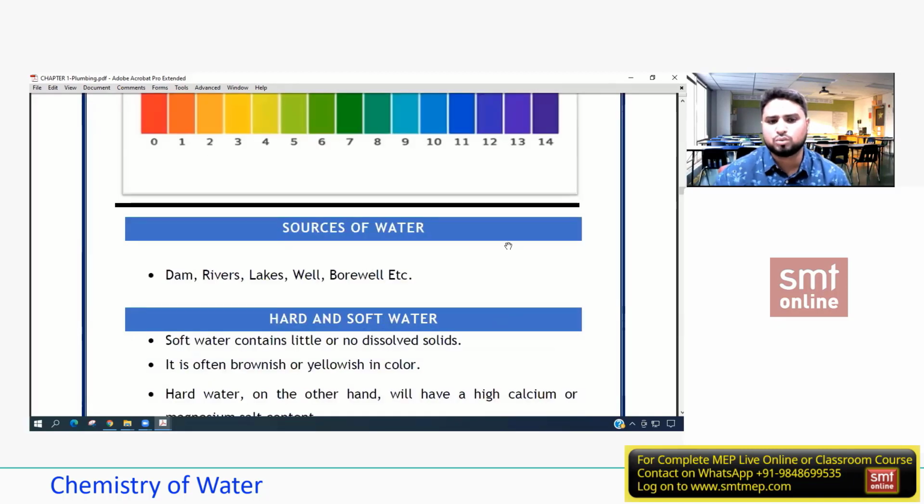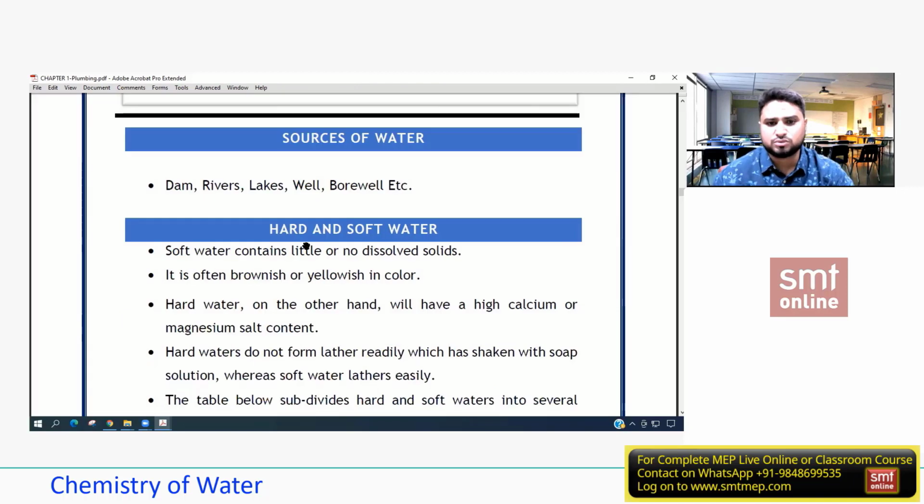Now, what are the sources of the water? From where we get the water? Dams, river, lakes, wells, borewell, etc. Again, the main source is what? The rain only. Yes or no? But still, the pH changes because of what? As per where it got stuff, absorbed, and from where we are dragging the water. Okay. So that's again the sources of water. From where we get the water available. These are the things over here.